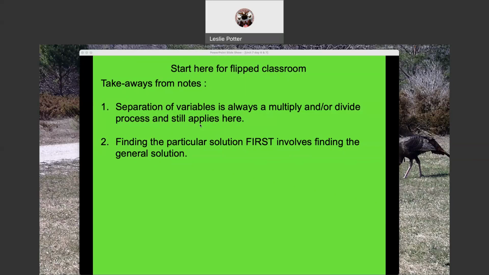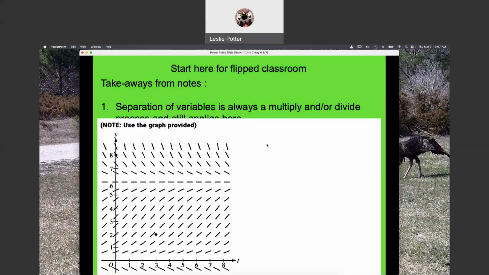Finding the particular solution first involves finding the general solution. So you have to do everything you've been doing up until now. The particular solution is like the step added on to the end of the process. So if I pull this graph off of day 2, I think, here's our slope field. We can see a few horizontal asymptotes here, up here at what looks to be 6 or something like that, maybe. And then down here at the axis, definitely an asymptote, because I see a positive slope above and a negative slope below of about the same magnitude. So we have some symmetry there.